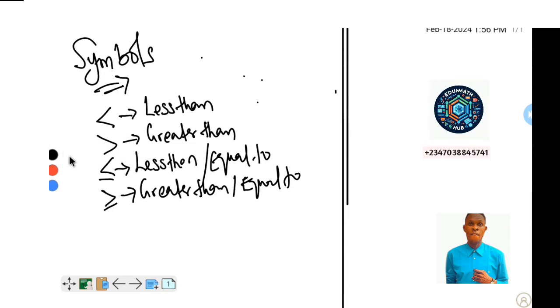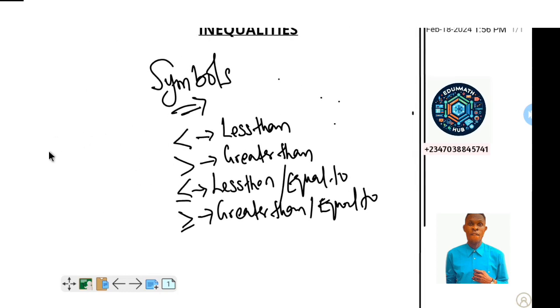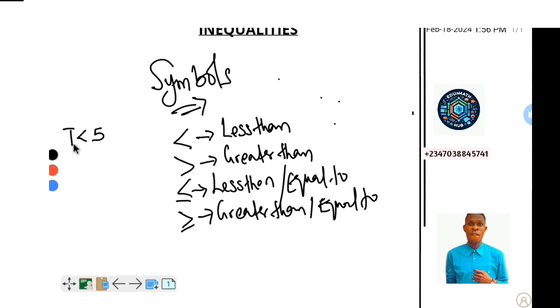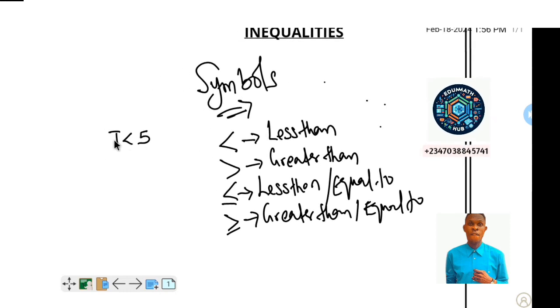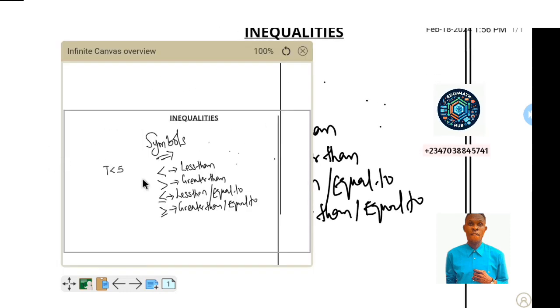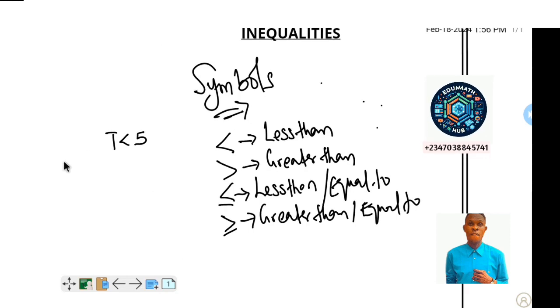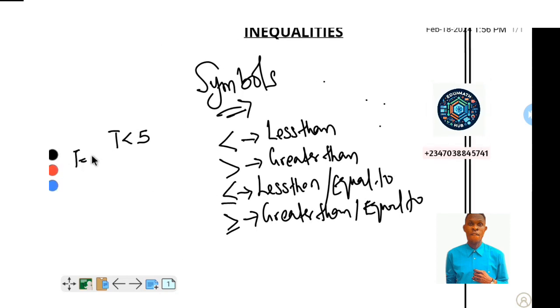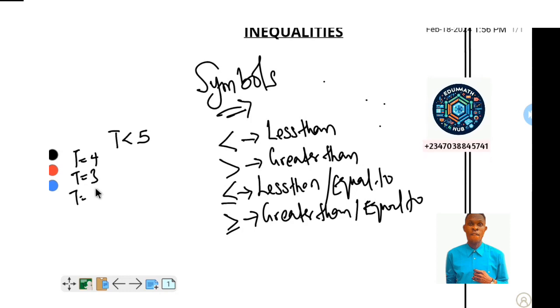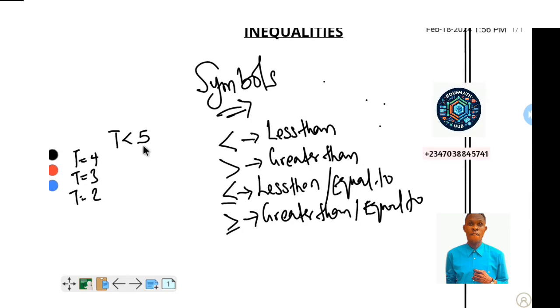Now let me quickly show you what they mean. The first one is less than. If something is less than, then it means that it's not up to that particular value. For example, if t is less than 5, that means the values of t are from negative infinity, or negative numbers, up to 4. I'm assuming that t is an integer. So you can have t equals 4, t equals 3, t equals 2, and so on. You need numbers that are less than 5.